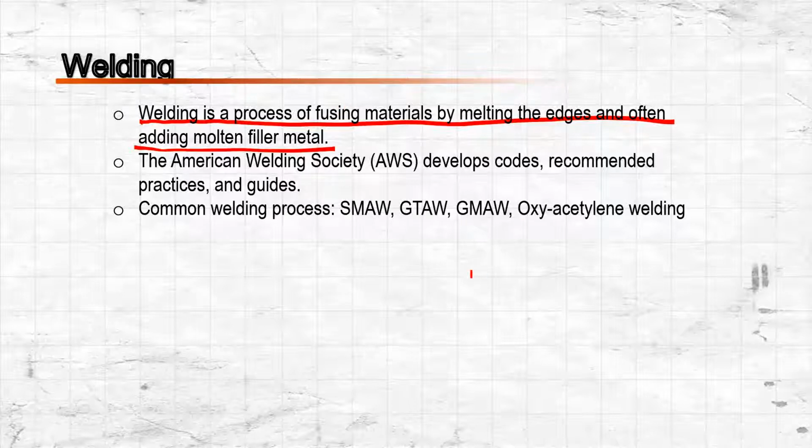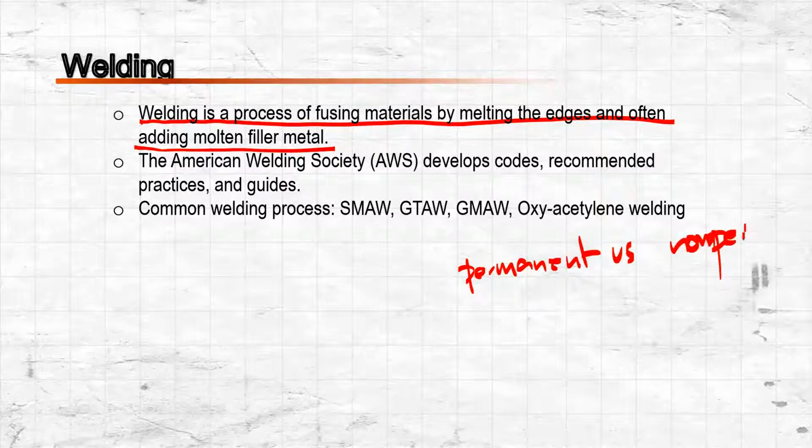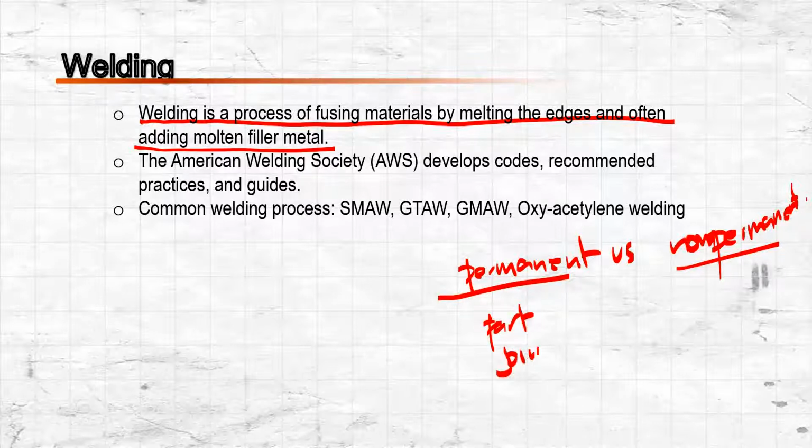By the way, we haven't discussed this permanent versus non-permanent joint. The difference between a permanent and non-permanent joint is that if you disassemble the parts, does it require you to destroy the joint, or does it require damaging the parts? So whether the part or the joint is destroyed, that's called a permanent joint.